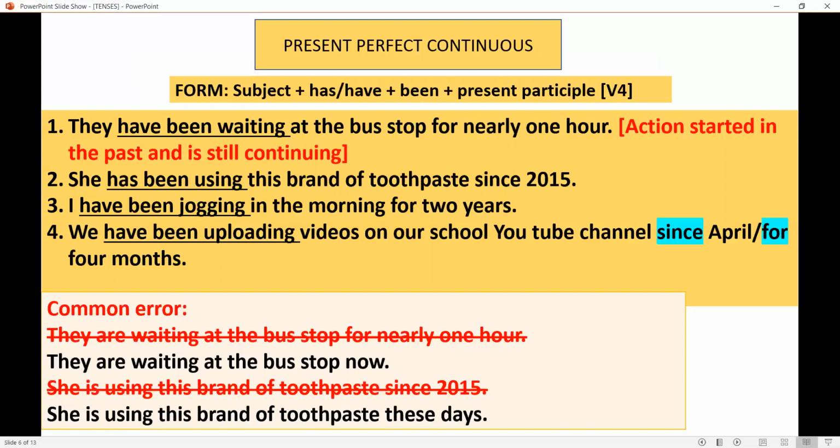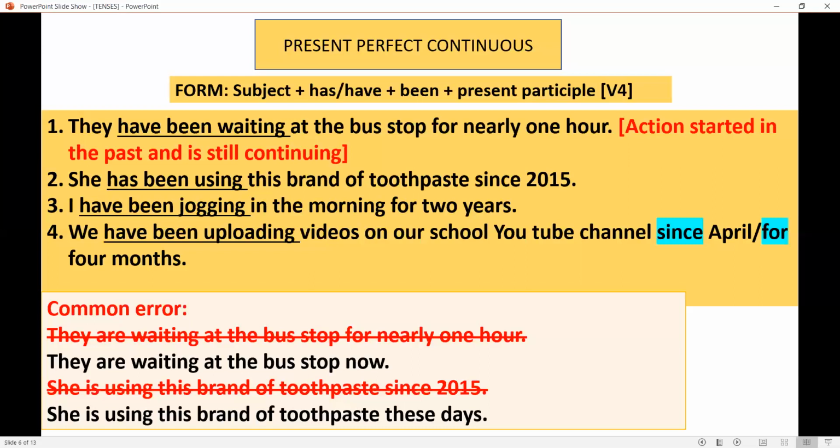Here I want you to be very clear about the usage of since and for also. Since means from a point of time, for means a period of time, an amount of time. It refers to amount. Since means from a point of time. We cannot say since 4 months. It is wrong. So, since April and for 4 months.